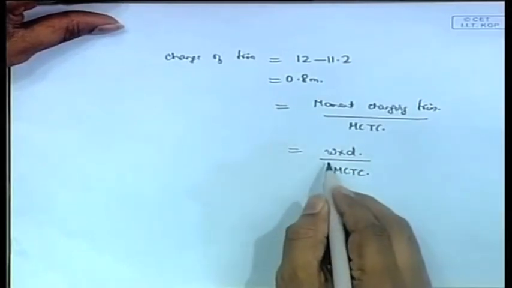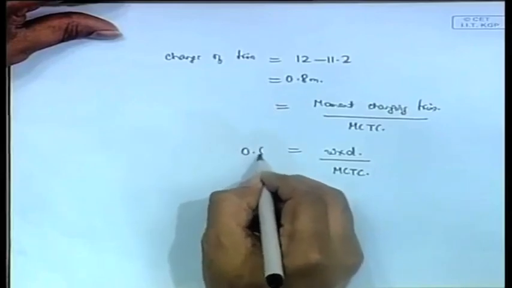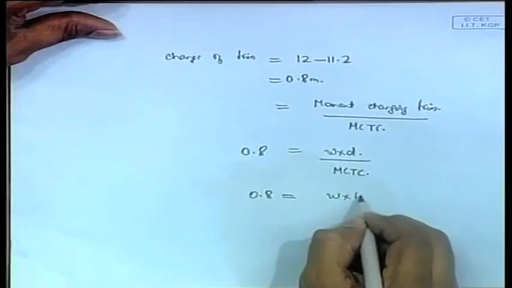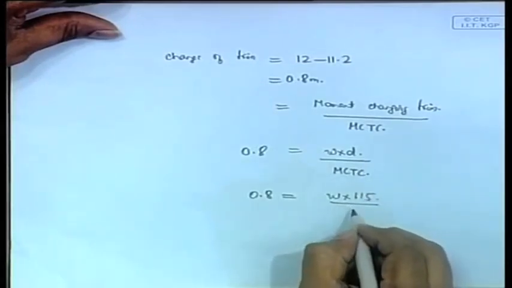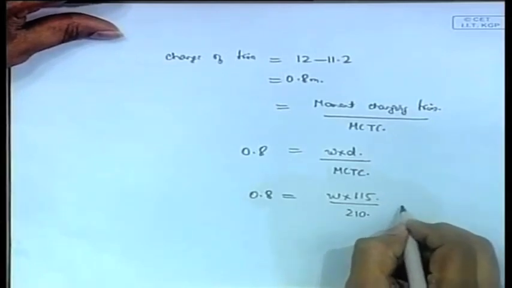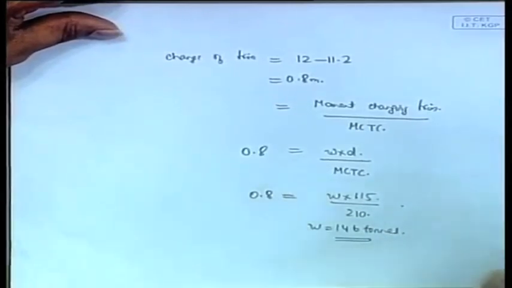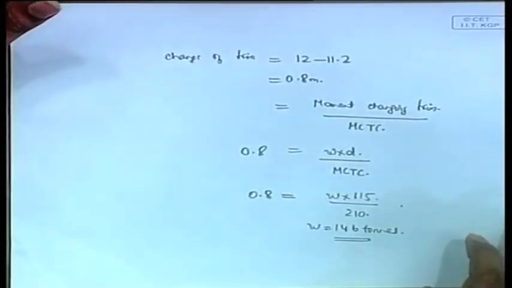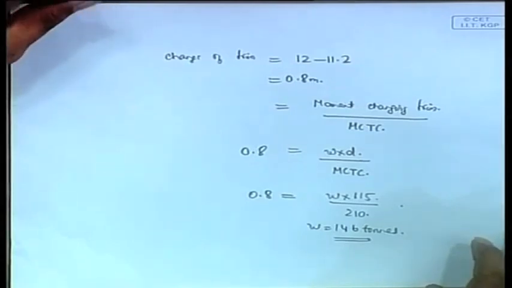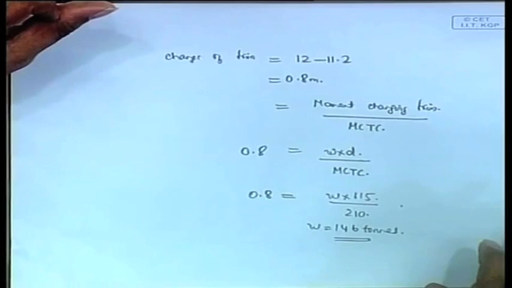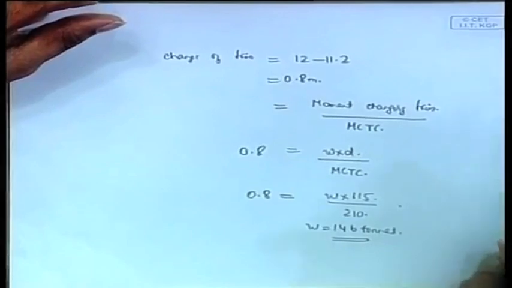This W we do not know, but we know the change of trim is 0.8. So, 0.8 is equal to the weight we do not know, times the distance of 115 meters, divided by MCTC, which is given as 210 tons. This will give you W equals 146 tons. That means this much weight has to be moved from one tank to the other so that the ship becomes even keel. The question has a second part: you have to find the final draft aft and forward.